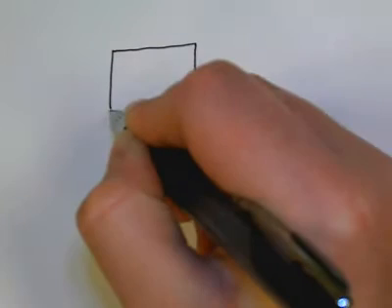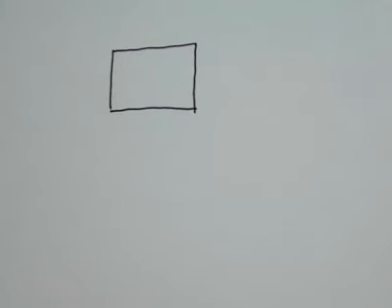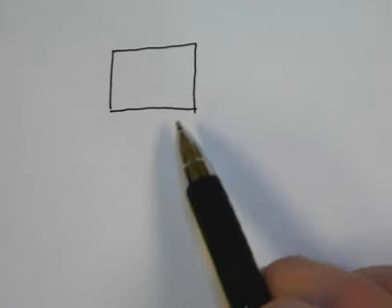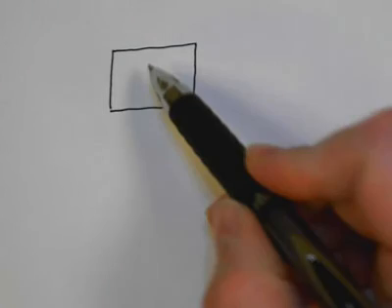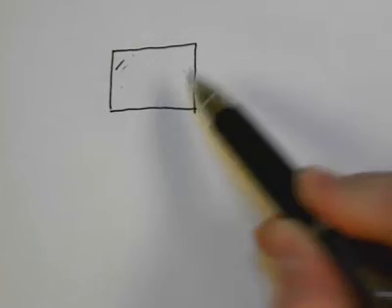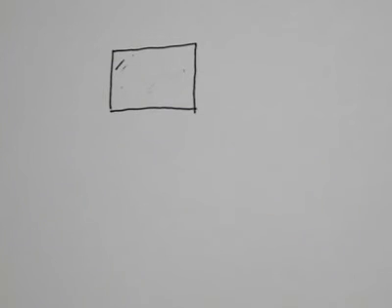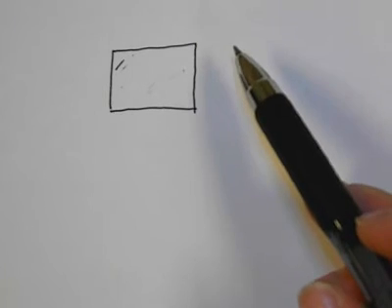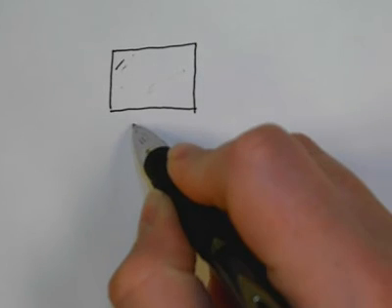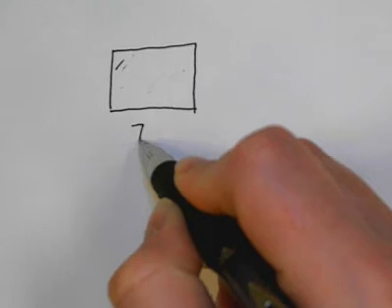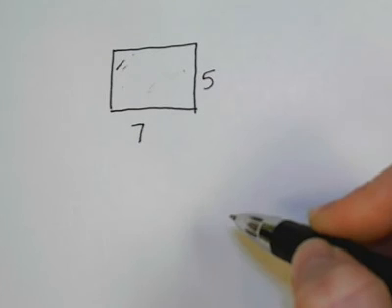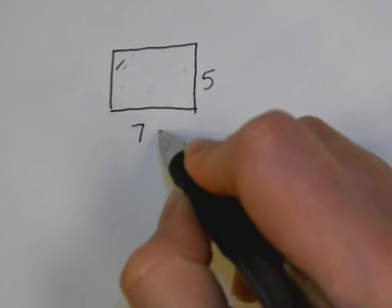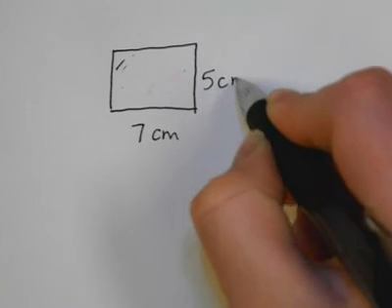So for area, I have them think of an area rug, so that they know that an area is how much space the figure takes up on the floor, or how much the inside of that figure is. Now this figure is a rectangle. Most standardized tests will give the students two numbers to work with. We'll use 7 and 5, and they'll also give them a unit of measurement, and we can use centimeters.